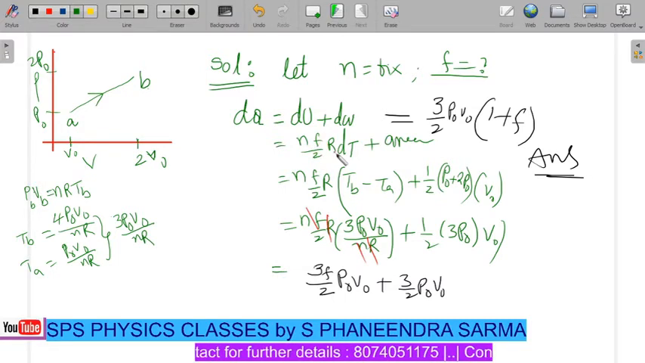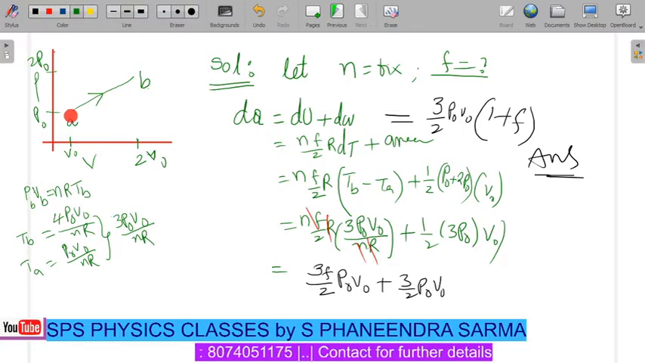C_V is equal to F by 2 R, where F is the degrees of freedom. You can use 3 for monatomic, 5 for diatomic, and for polyatomic, depending on the system, we can use 3 or more. Now everything is standardized here. dT is nothing but T_B minus T_A, and dW is nothing but the area of the graph.